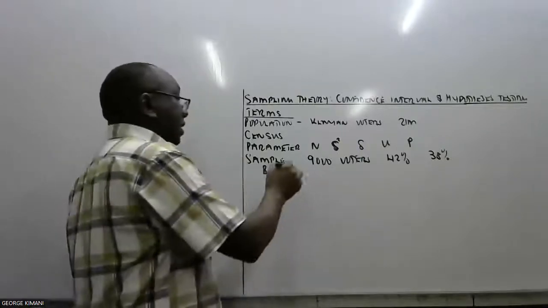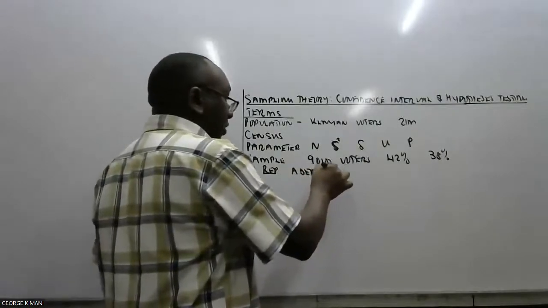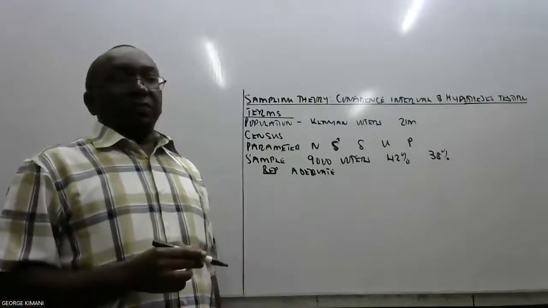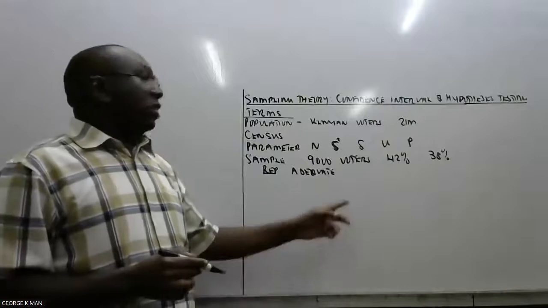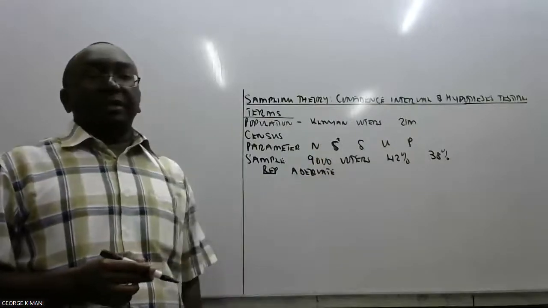The other thing is that a good sample must be adequate. A good sample must be adequate. By adequate, we mean it should reflect the size of the population. You see, like now, if you are to take 9,000 divided by 21 million, what percent is that?